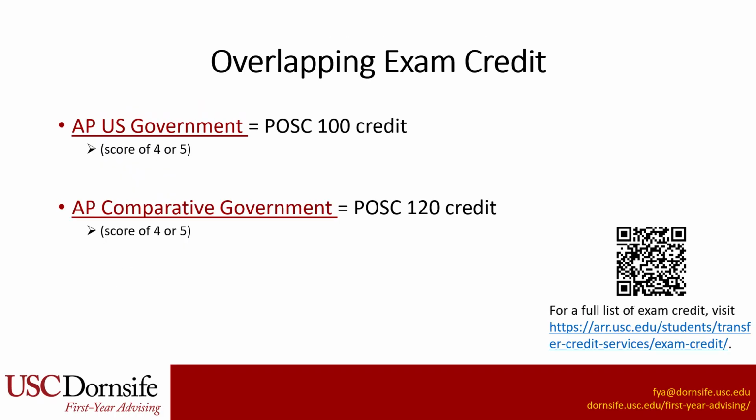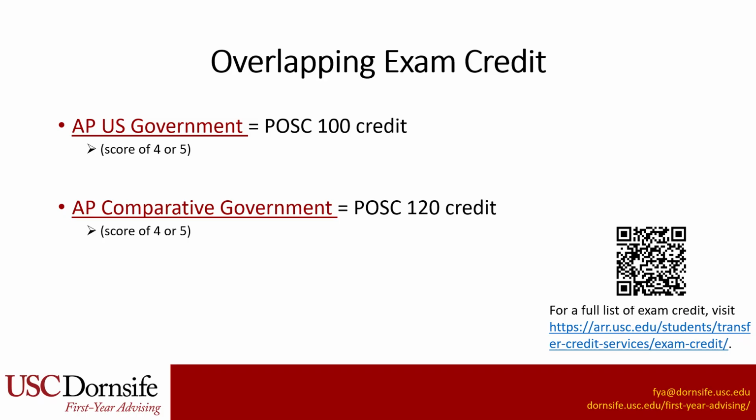And if you are bringing in any AP exam credit, you could also potentially get major credit through this as well. So if you have a score of a 4 or a 5 on the AP US Government exam, that essentially will give you poli-sci 100 credit. So just with the AP US Government score, you already will have satisfied one of those lower division requirements. If you are bringing in a score of a 4 or a 5 on AP Comparative Government, this will also earn you a poli-sci 120 credit, which will also give you one of the lower division required classes as well.